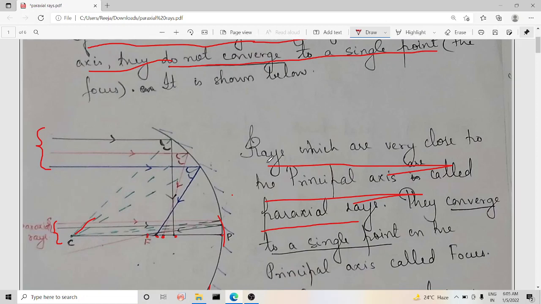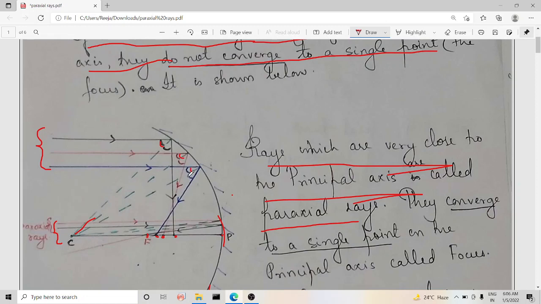I hope what are paraxial rays is clear to all of you. Now what is the speciality of these paraxial rays? Now consider the rays which are very far from the principal axis. Now this is the angle of incidence for the first ray. This is the angle of incidence for the second ray. This is the angle of incidence for the third ray.